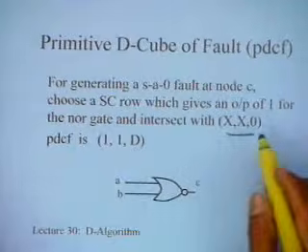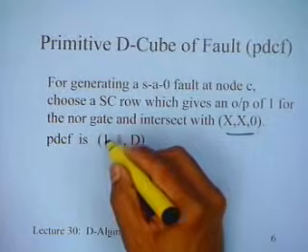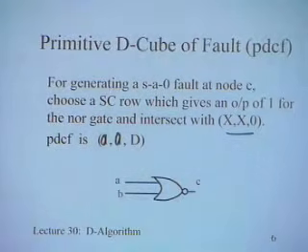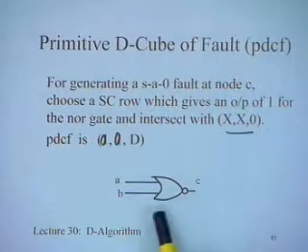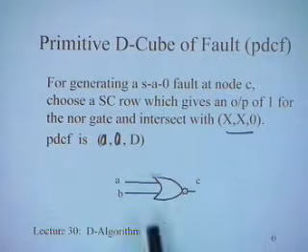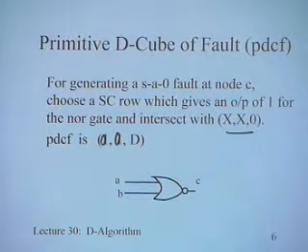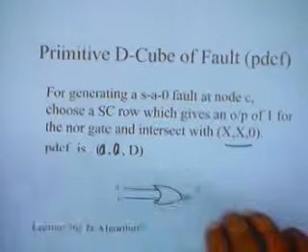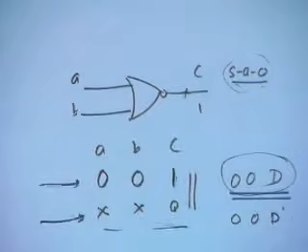I think there is a mistake on this slide. Because I want an output of 1, the NOR gate and intersect with, so this should have been 0, 0, D and not. The NOR gate gets an output of 1 only when the inputs are 0, 0. So I have this. Now let us look at another example of this.